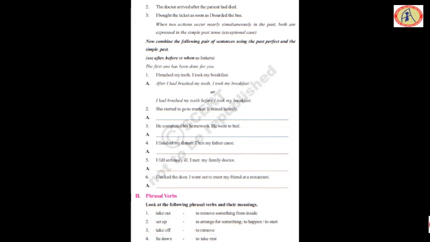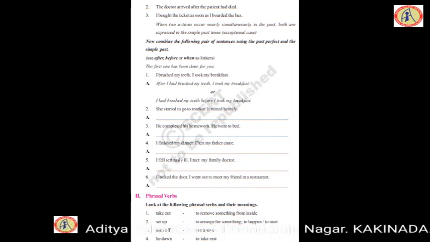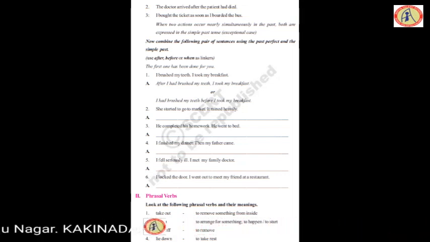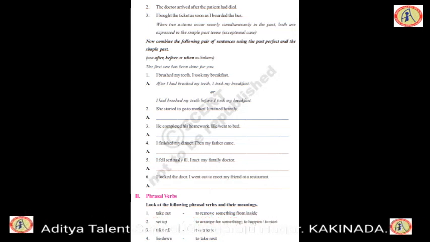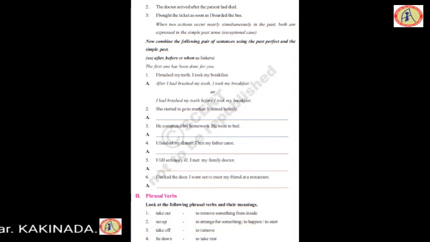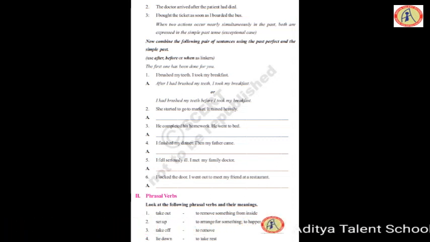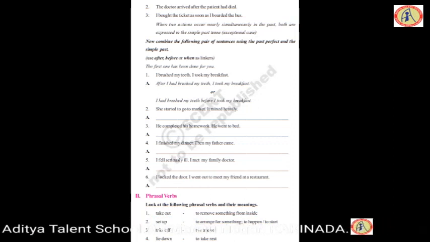Now, how to make the past perfect and simple past? The doctor arrived, the patient had died. The linker used is after. The doctor arrived after the patient had died. Now what do you say about this statement? Already the patient passed away. That comes under the earlier action. The earlier action should be written in the past perfect, and what happened later is in the simple past. So the structure is: the doctor arrived after the patient had died. This is the difference between the simple past and past perfect.